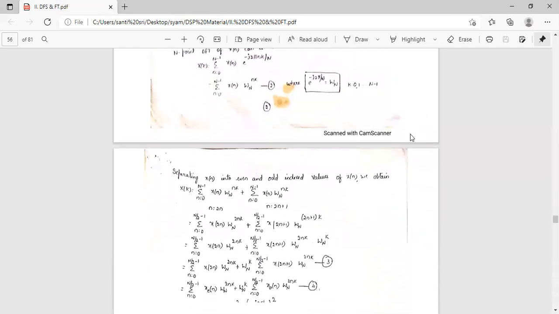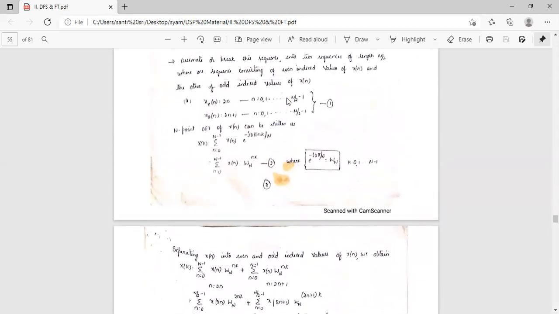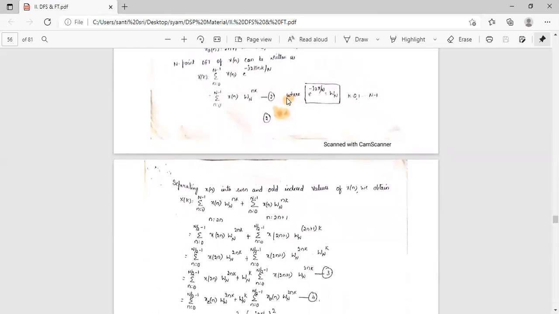Now, separating x of n into even and odd indexed values of x of n, we obtain X of k equal to sigma n is 0 to N minus 1 x of n into W_N power nk plus sigma n equal to 0 to N minus 1 x of n into W_N power nk. This is the even indexed value, and this is the odd indexed value. Say x_e of n equal to x of 2n and x_o of n equal to x of 2n plus 1.